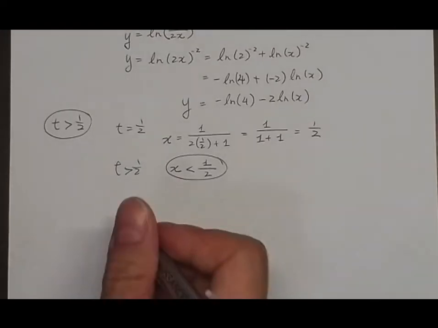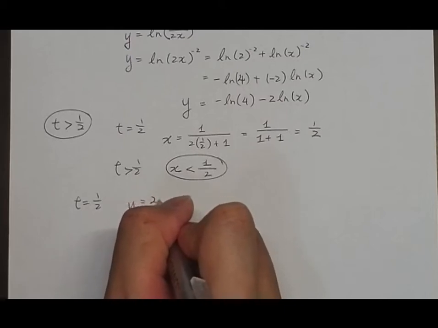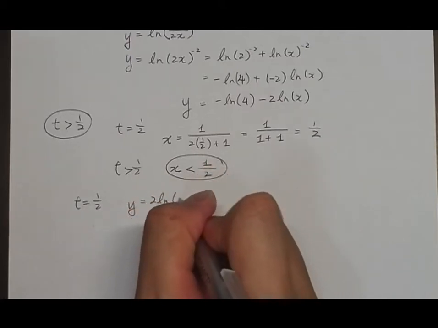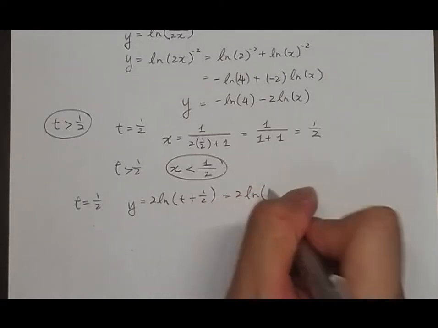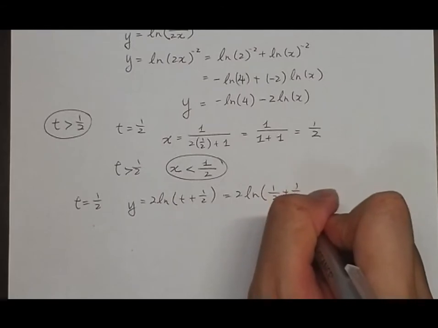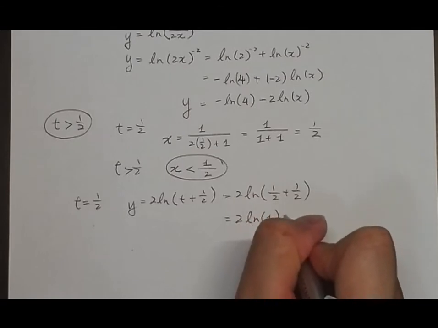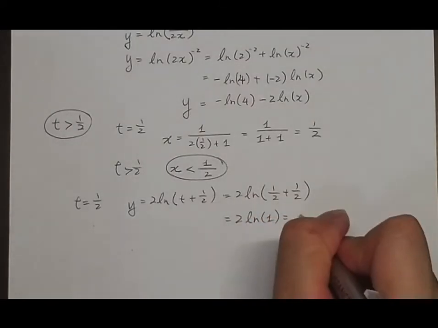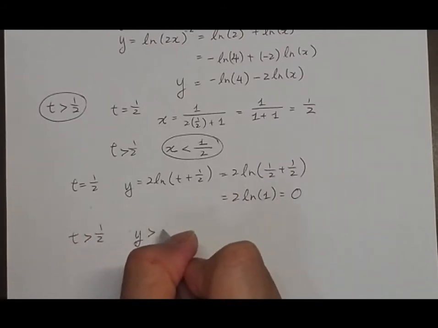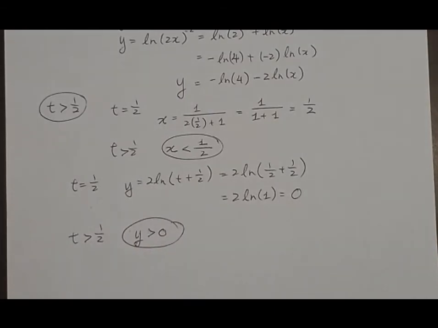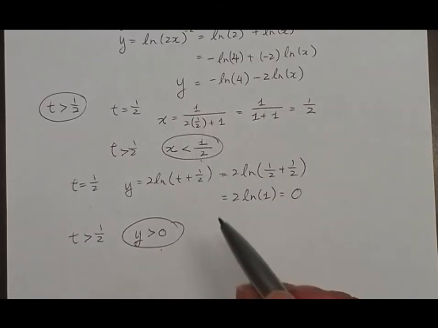And the range of the equation, when we set x equal to half, y is equal to 2 log t plus half. So y is equal to 2 log half plus half. So y is equal to 2 log 1. And log 1 is equal to 0. So when t is greater than half, y is greater than 0. This is the range of the equation, and this one is the domain of the equation.